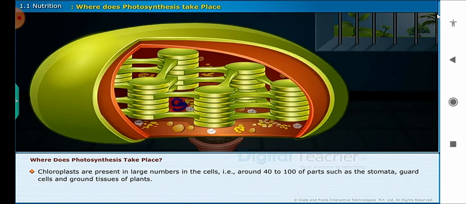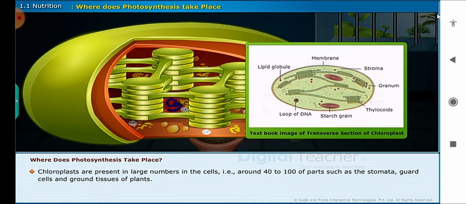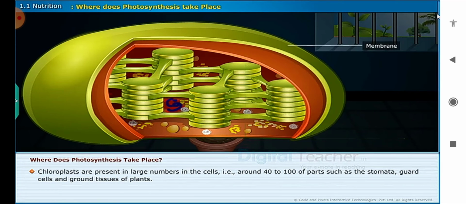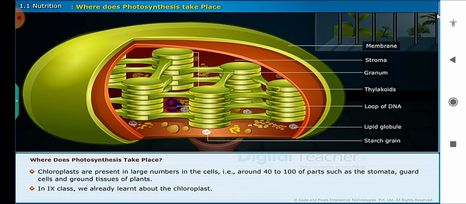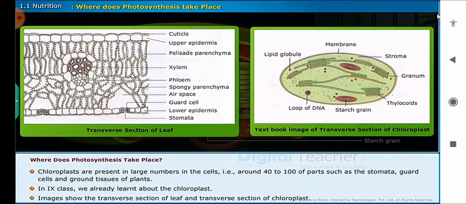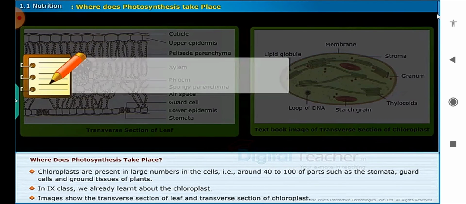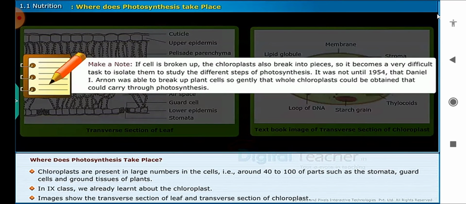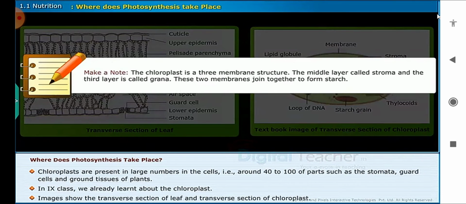Chloroplasts are present in large numbers in the cells, that is around 40 to 100, of parts such as the stomata, guard cells and ground tissues of plants. In 9th class we already learnt about the chloroplast. The transverse sections of leaf and chloroplast are shown on screen. Now, let us learn how photosynthesis takes place in the chloroplast.